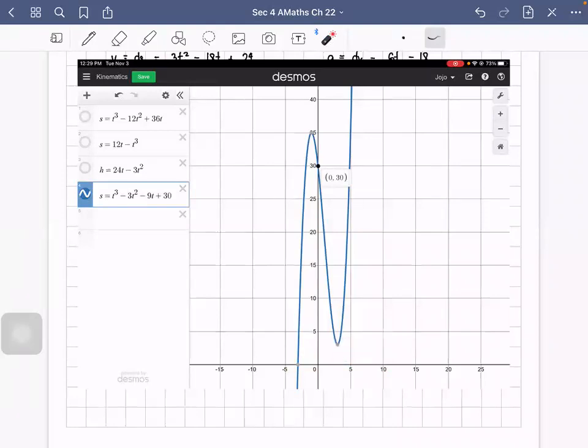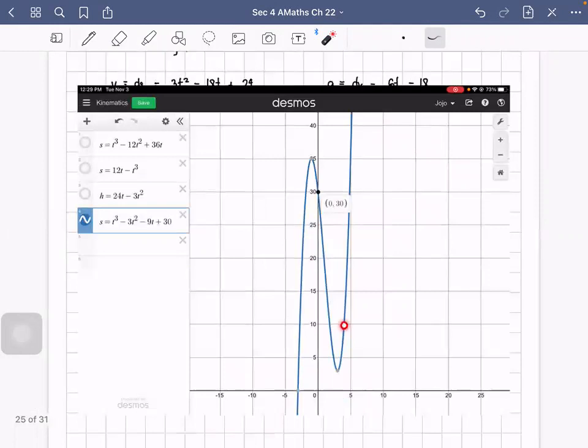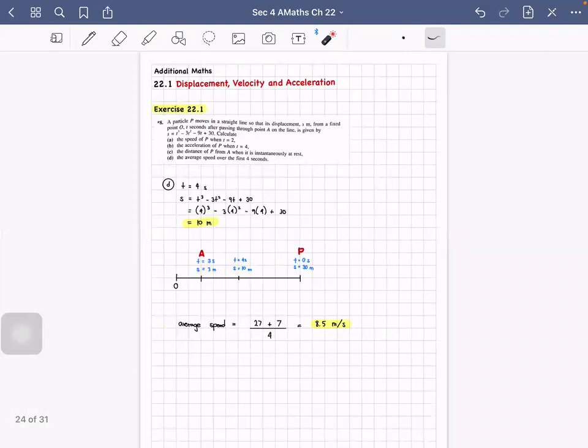And then on the 4-second mark, right here, time is 4 seconds. So the displacement is already 10 meters. That means this is 10 meters away from the origin. So that's why this is your total distance over 4 seconds. That's how it looks like in a Cartesian plane. So that's letter D from number 8.